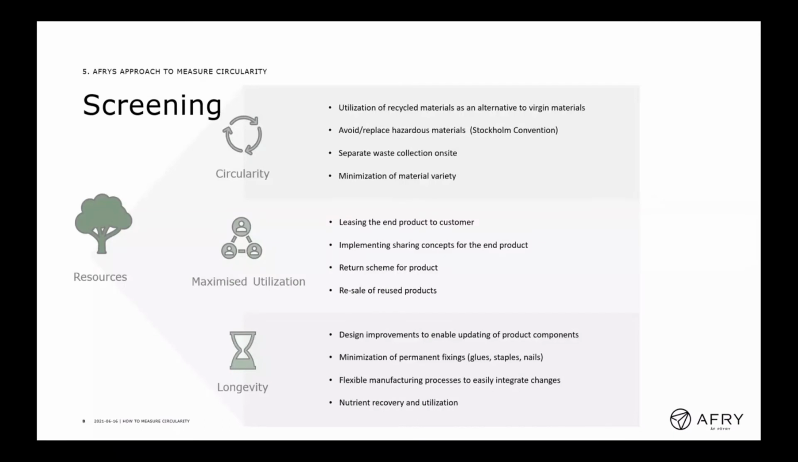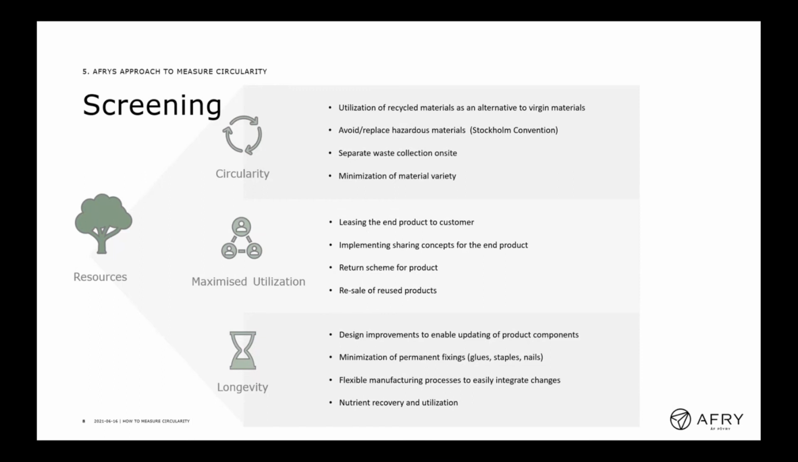And for example, this is just an example of what we would do. We would look at the resources as a first step. We have our circularity, maximize utilization and longevity. And in each of these objectives, we've got about 20 different measures. And then we go through them with you in a workshop or an online workshop.